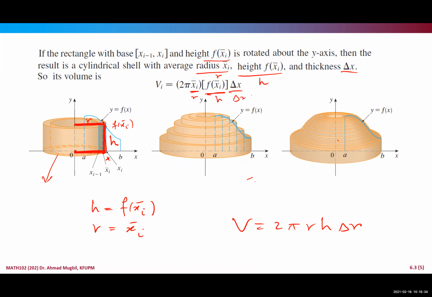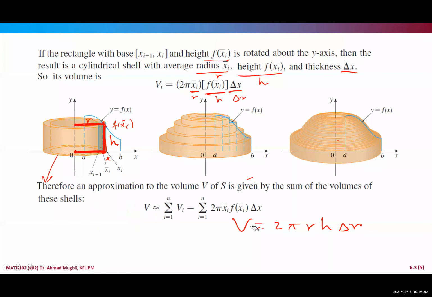Is that clear? How we did find the volume of one cylindrical shell. Now what we will do, we will sum them up. This is for one shell. So if you have n shells, this is the volume of n shells. Now, of course, if you let n go to infinity, what will you have?